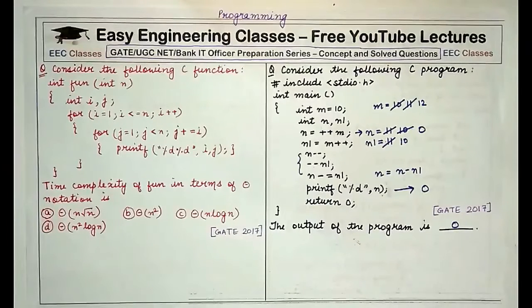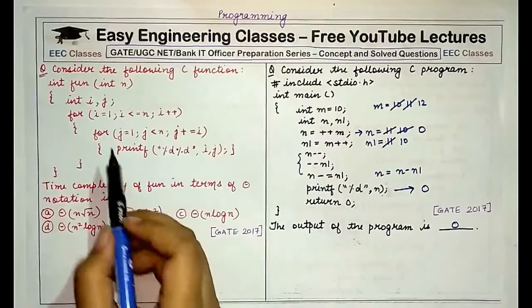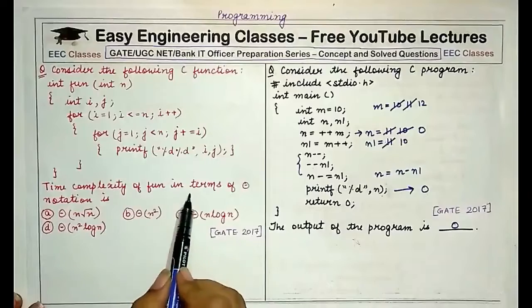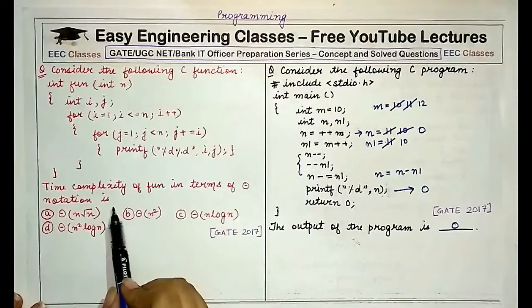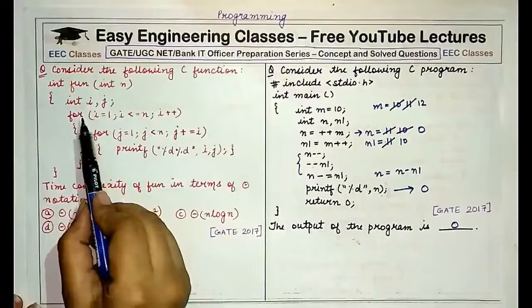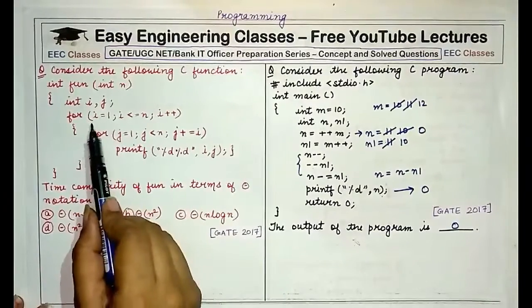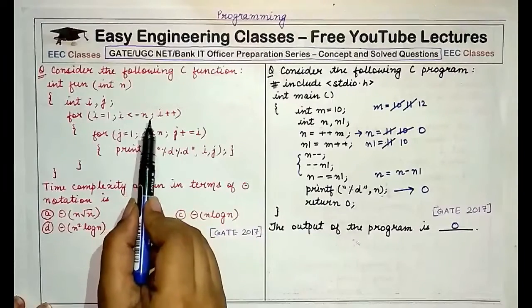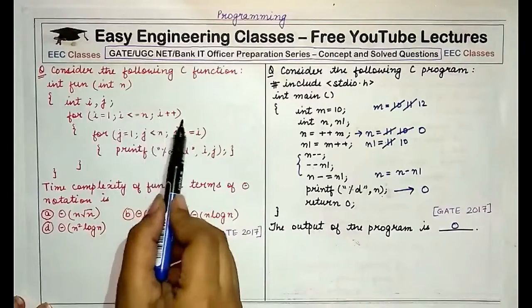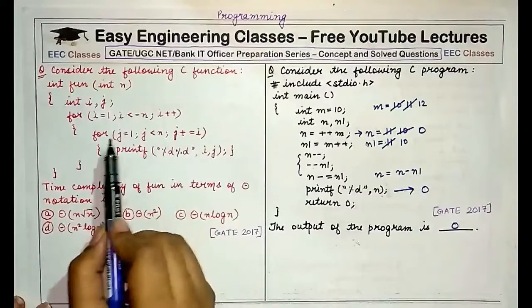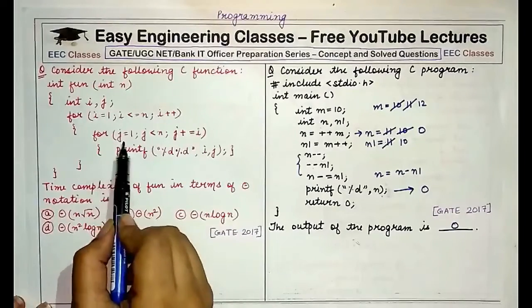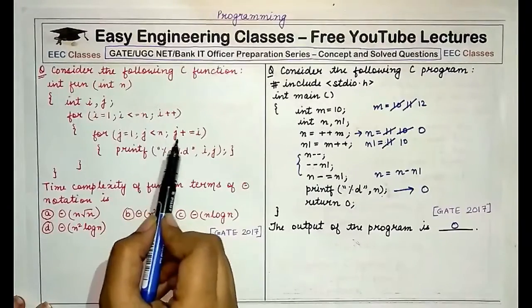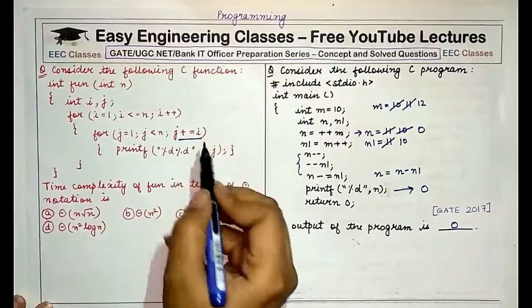All right, so now coming to the first question. The first question has a function and you have to find the time complexity of this function in terms of theta notation. The question has two for loops. The first loop uses variable i from 1 to n, and it increases by 1 in each increment. And the second for loop starts from j equal to 1, goes till n minus 1, and it increases by amount i.